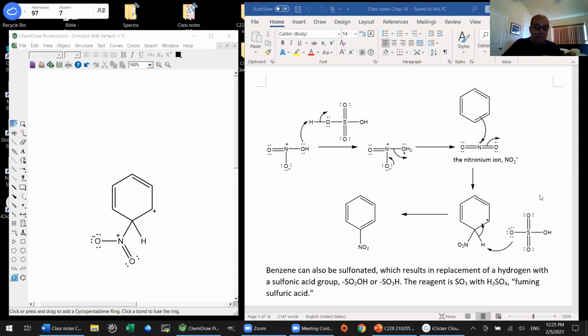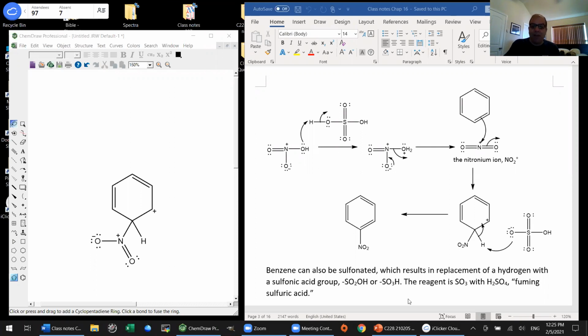We have to have something pulling off the proton. It doesn't just fall off. And even if the bisulfate ion pulls the proton off and then immediately shuttles it off to some other molecule, I think that is the best way to show it. So our product is going to be nitrobenzene.